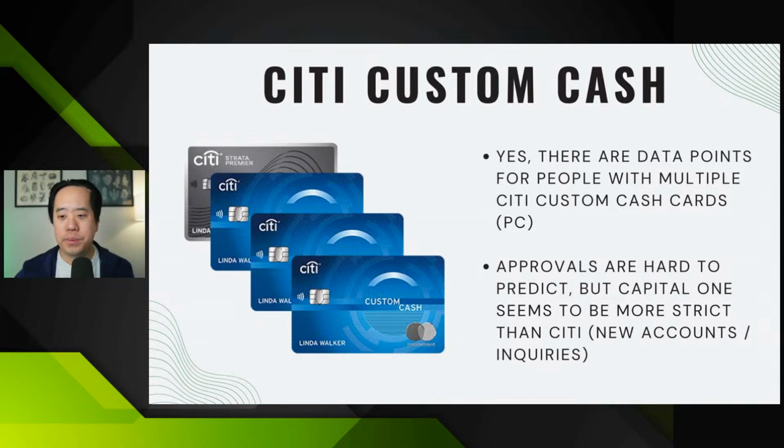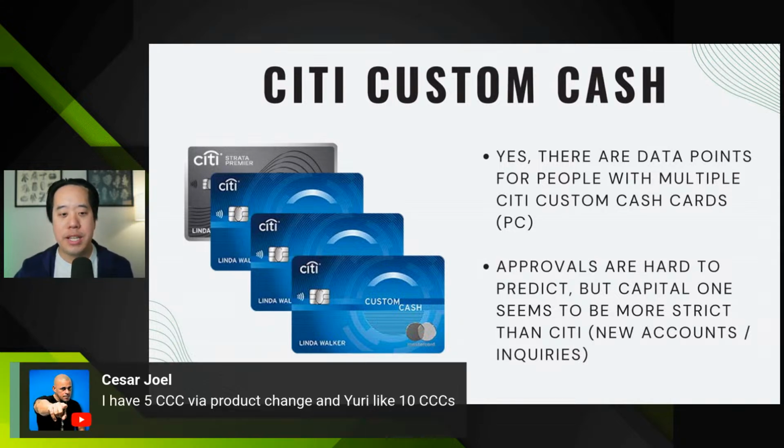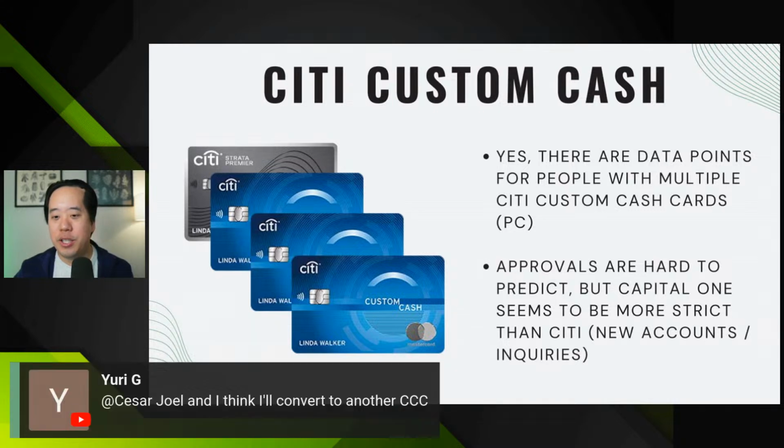And so Yuri says he's never applied for the Citi Custom Cash, which is cool. That means you can get it right off the bat with product changes. Joel says he has 5 of them by product changes, and Yuri has like 10. Yes, you guys have tons of Citi Custom Cash cards, so it's really great to hear that you're getting massive value from those 5X category cards. And Yuri also is in the mood to convert to another Citi Custom Cash, so there's that.